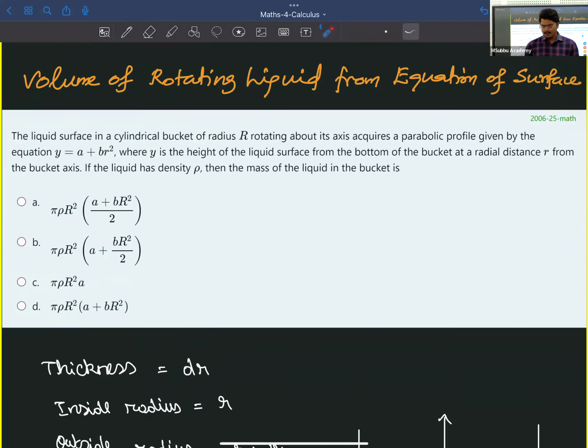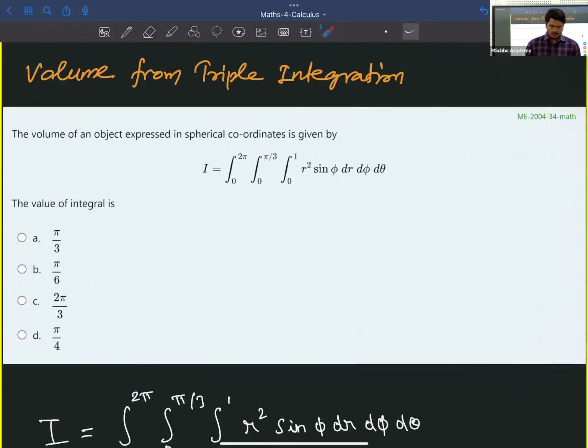Okay, hope you guys are clear. We'll move on to the next problem. So, volume of that. This is a triple integration problem. This is one of the models which you can expect on the upcoming GATE. This is also an easy problem.